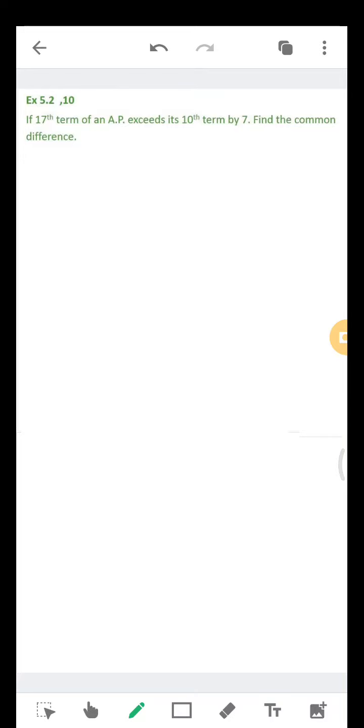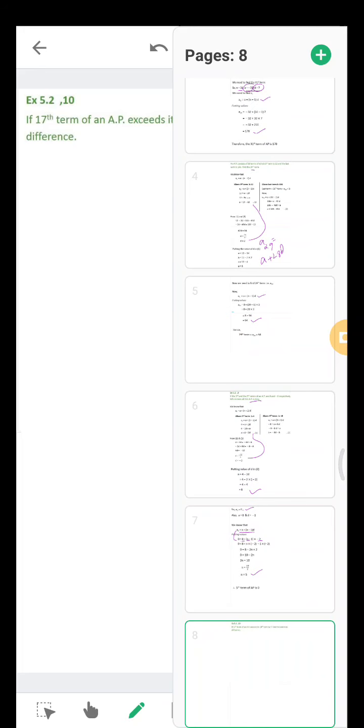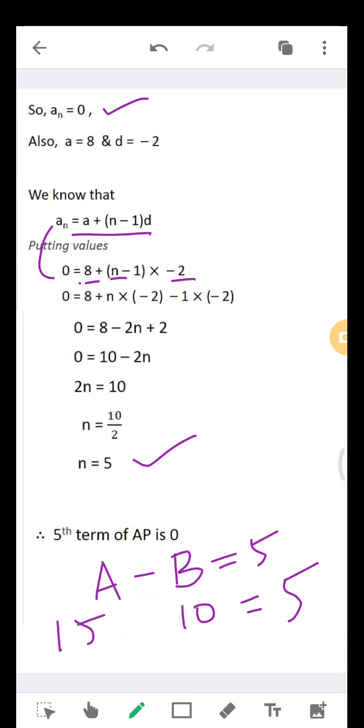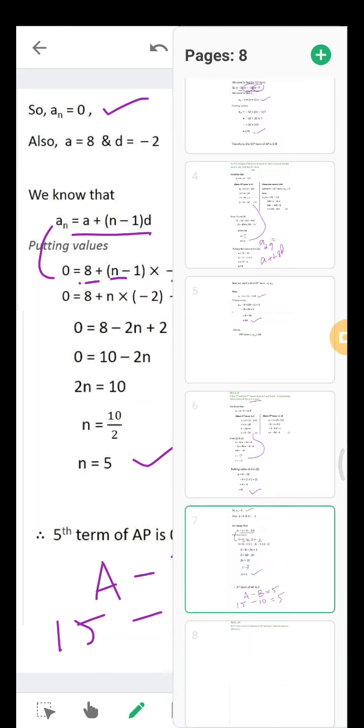The 17th term of an AP exceeds its 10th term by 7. So what does exceeds mean? Suppose A and B are two brothers. Imagine the age of A is 15 years and the age of B is 10 years. So I can say A exceeds B by 5 years. Okay, so A minus B is equal to 5. A exceeds B by 5 years. The same method we use here.